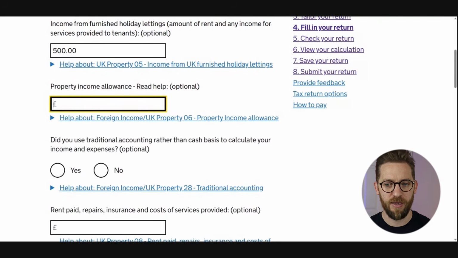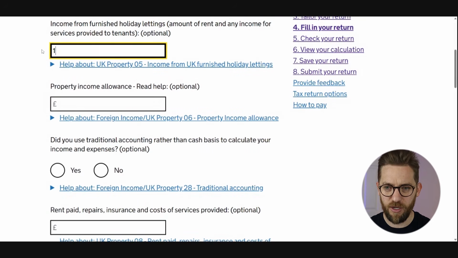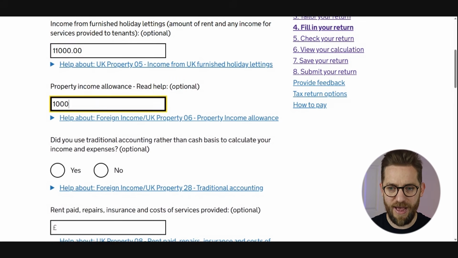It wouldn't let me do that, so you are limited there. So if I go back to my original numbers, £11,000 of income, I can input £1,000 here and it would bring me down to £10,000 profit. However, you cannot claim expenses, and this replaces your expenses.